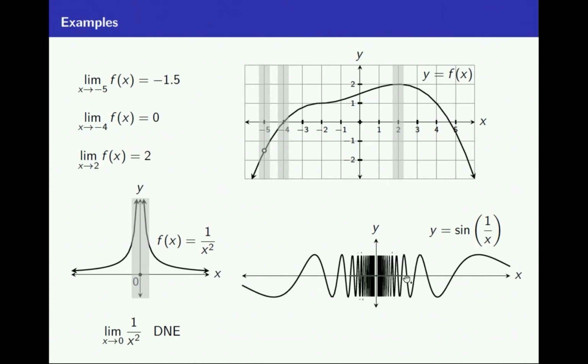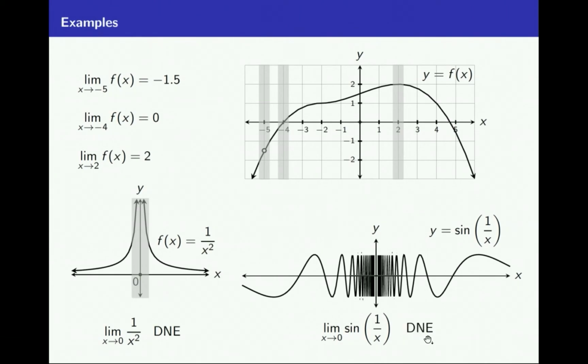So as x gets closer and closer to 0, sine of 1 over x bounces up and down between -1 and 1, oscillating faster and faster the closer x gets to 0. So because sine of 1 over x is not approaching any single number as x approaches 0, we would have to say that the limit as x approaches 0 of sine of 1 over x does not exist.